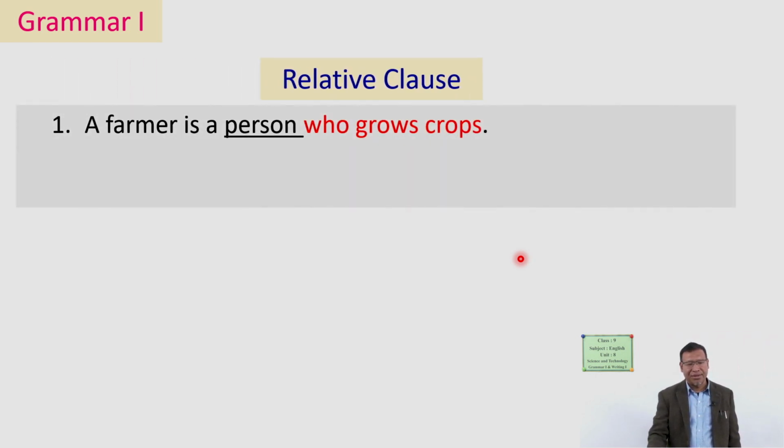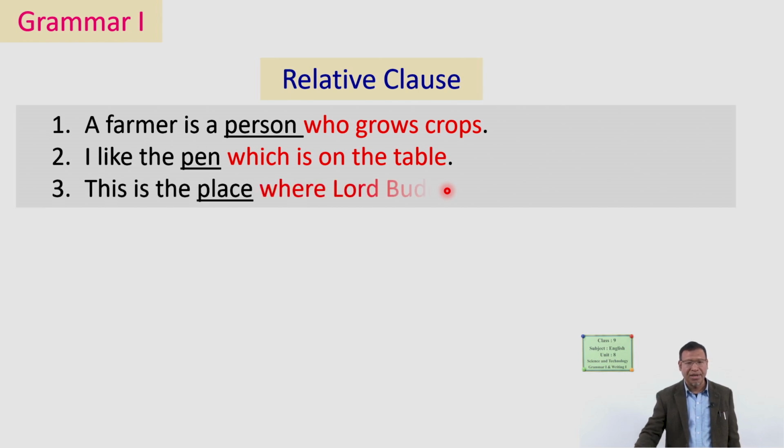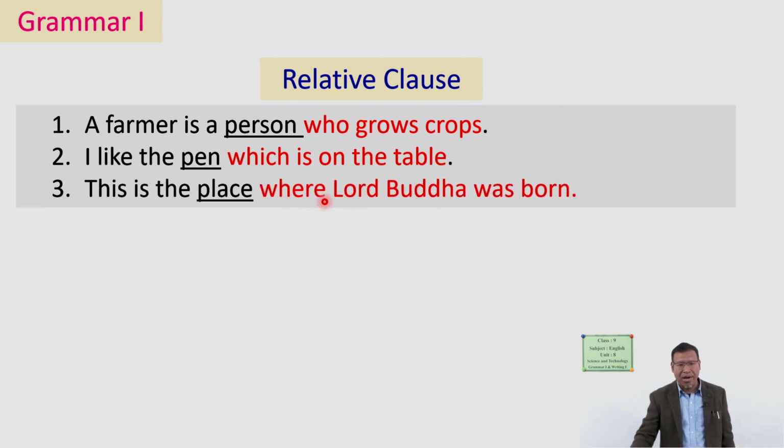So then what we can say is a farmer is a person who grows crops. So who grows crops is a relative clause. I like the pen which is on the table. So which is on the table is a relative clause. Similarly, this is the place where Lord Buddha was born. So where Lord Buddha was born is the relative clause.